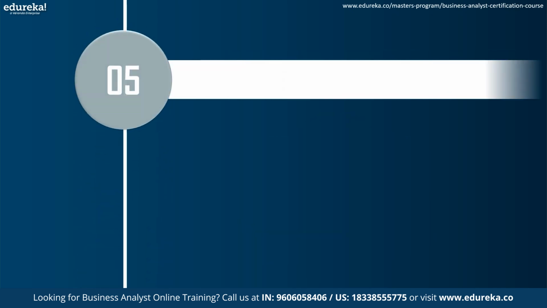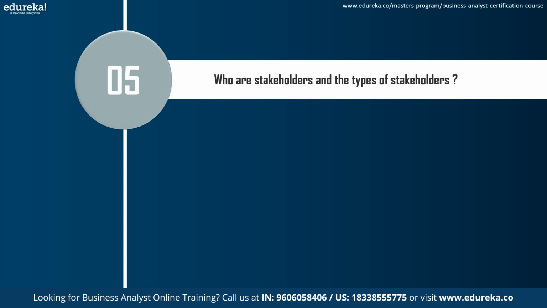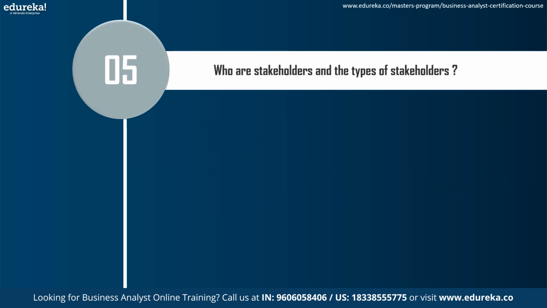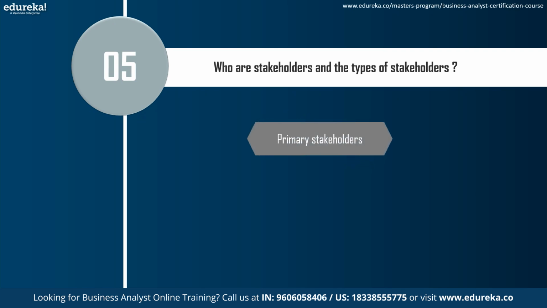Our next question is, who are stakeholders and what are the types of stakeholders? Stakeholders are individuals, groups, or other entities that are interested in the project's outcome or have a responsibility in business analysis. Since they play a crucial role in the business analysis process, their participation is vital to the success of the project. Now, we will go through the types of stakeholders. Primary stakeholders, who directly impact the project or have an important and immediate impact on it, are crucial to the project's success and have a keen interest in its results.